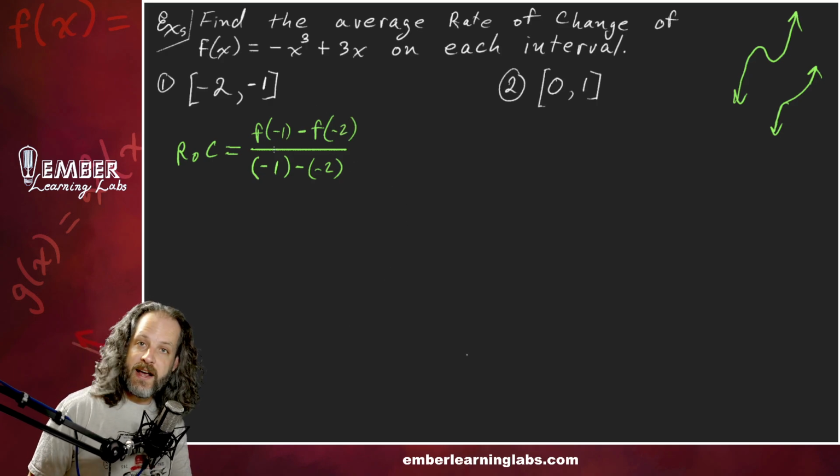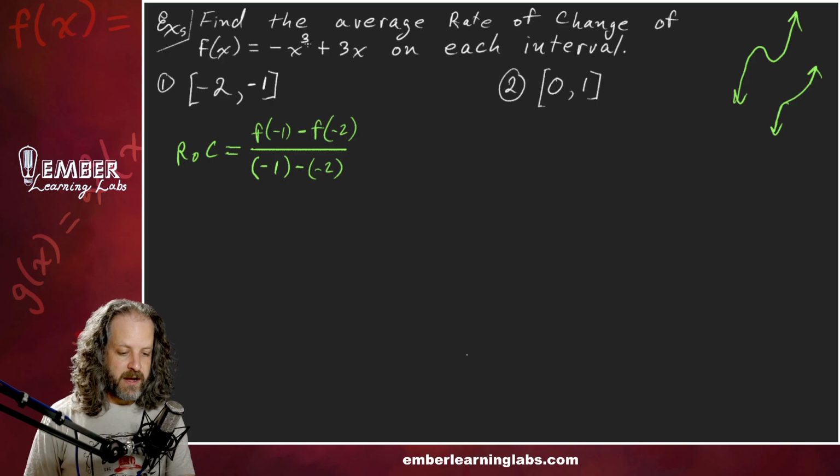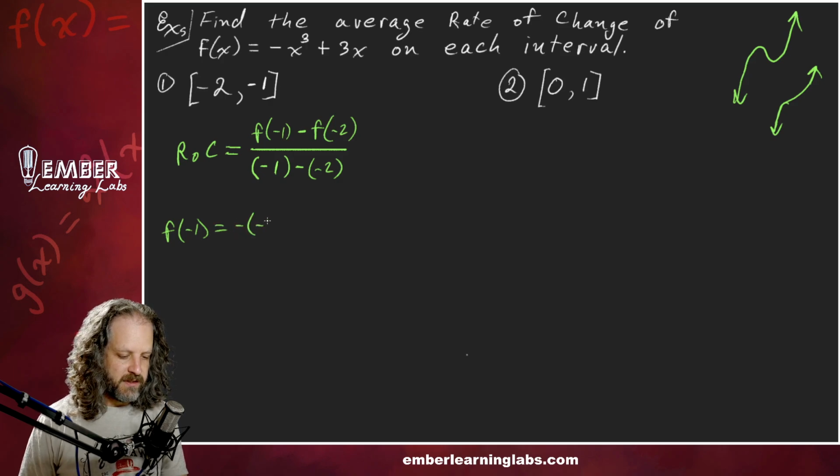Now we know how to find f of -1. We just plug -1 into the function. So f of -1 is -1 cubed plus 3 times -1.